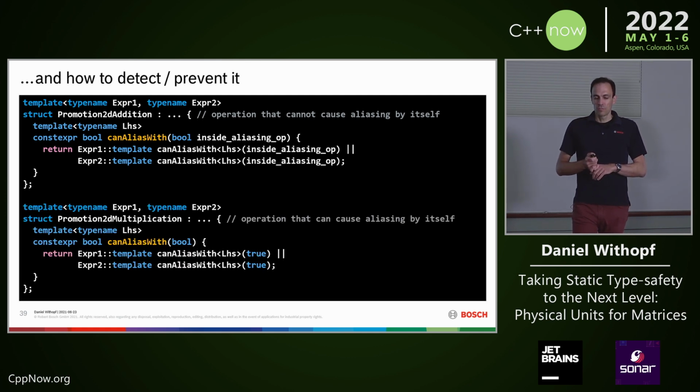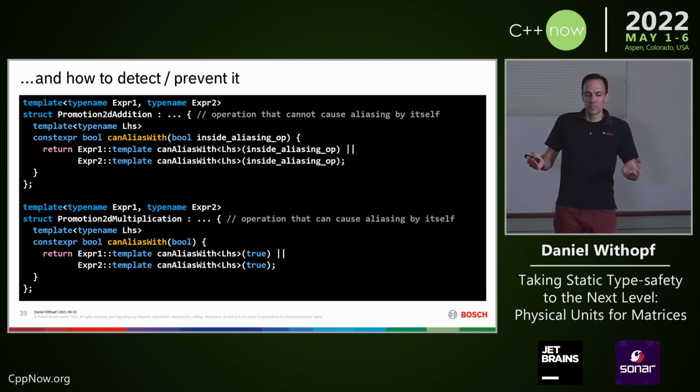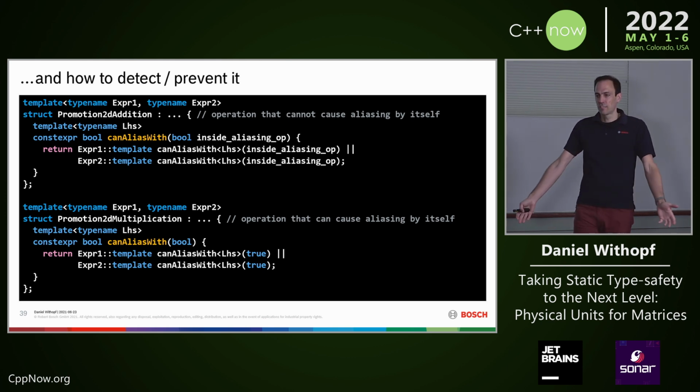For multiplication, it looks almost identical, a little bit different. Because the multiplication is a potentially aliasing operation, we're now forwarding to canAliasWith and passing a Boolean argument of true. So we're saying, okay, you're inside an aliasing operation now. Please check whether the same type, the left-hand side type, occurs in any of these sub-expressions.